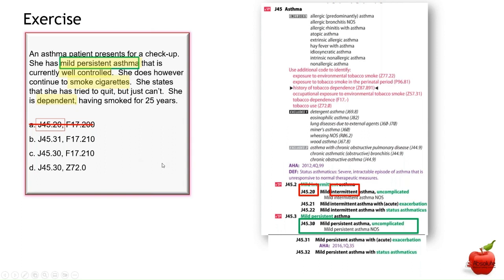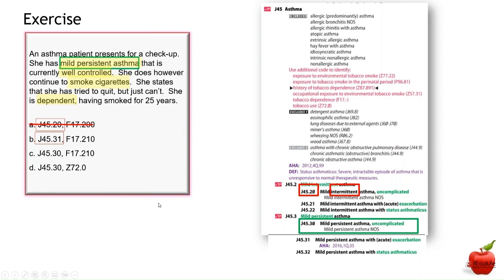So we're going to continue on, and we see J45.30. That is mild persistent asthma, uncomplicated. I like that. And look up under there. It's giving you also other ways you would see it, mild persistent asthma, not otherwise specified. So we know that that's where we need to be.